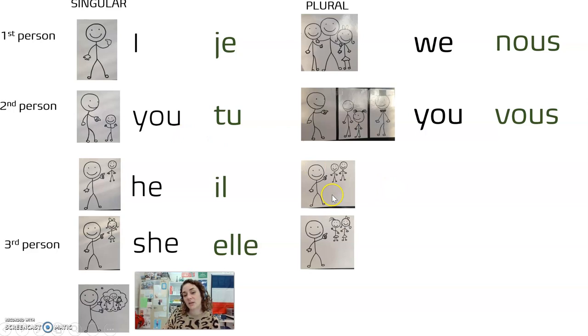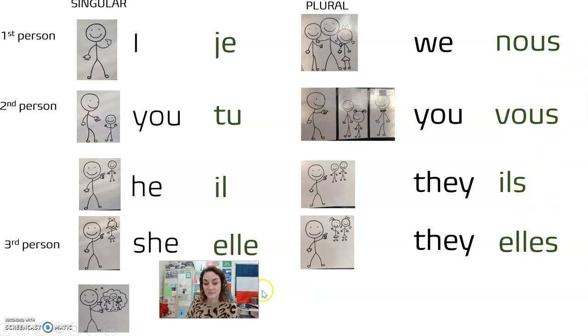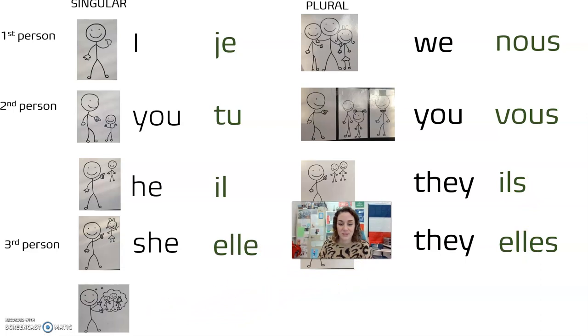And then if I'm talking about a group of males, they, those guys over there, ils. If I'm talking about a group of girls, those girls over there are elles. I don't hear final S's in French. You don't hear any S's on this side. Nous, vous, il, elle. Now I left this one out on purpose.